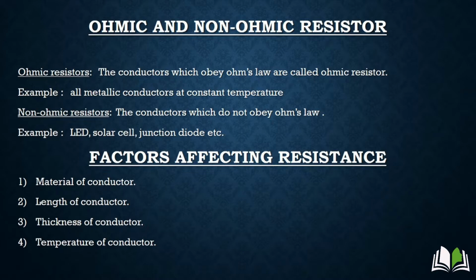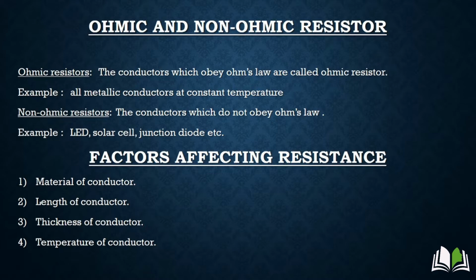Now the non-ohmic resistors. The conductors which do not obey Ohm's law are called non-ohmic resistors. Examples: LED, solar cell, junction diode, etc. The graph between V versus I is not a straight line in the case of a non-ohmic resistor. So these are the basic differences between ohmic and non-ohmic resistors.